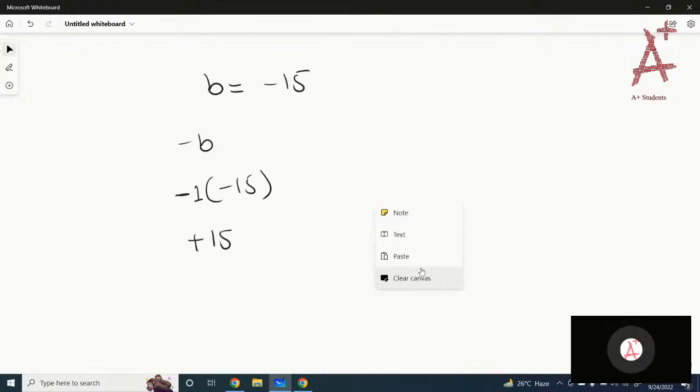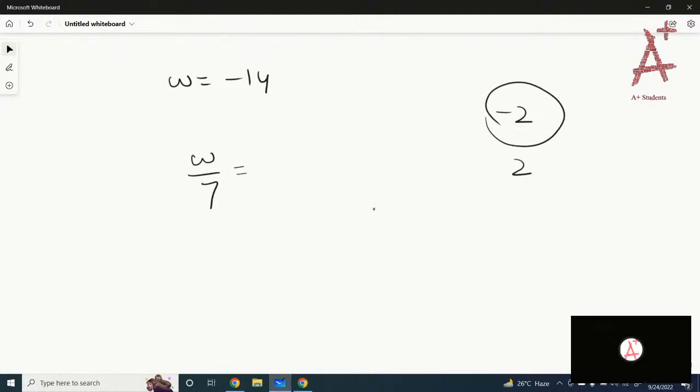Okay, the next one is evaluate the expression for w equals negative 14 and the expression is w divided by 7. Do you know the answer? The options given are negative 2 and 2. Which is the correct option? Yes, it is negative 2. See how? Plug in the value negative 14 divided by 7. You are dividing a negative number by a positive number, so the answer must have a negative sign. 7 times 2 is 14, so that would be negative 2. Got it?